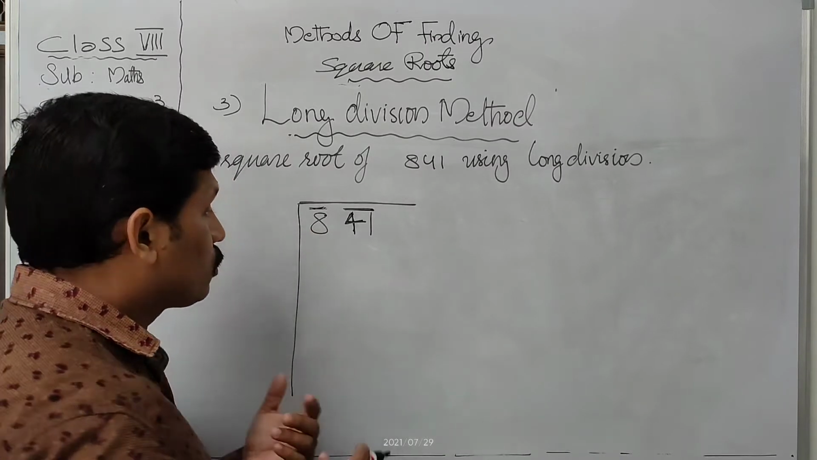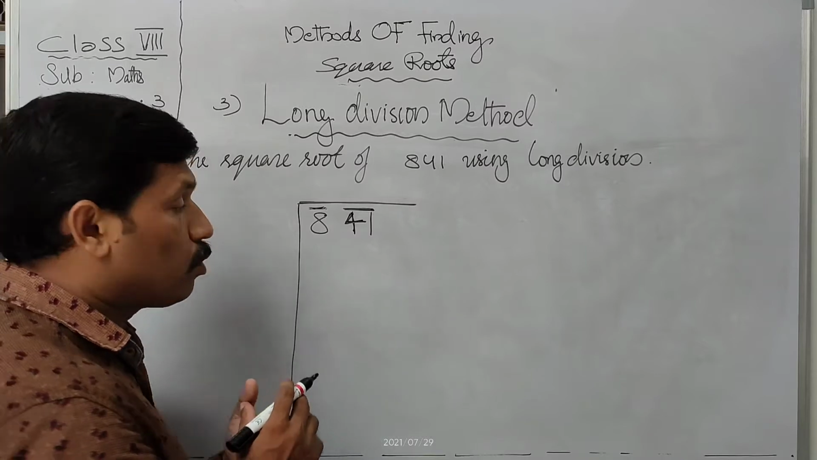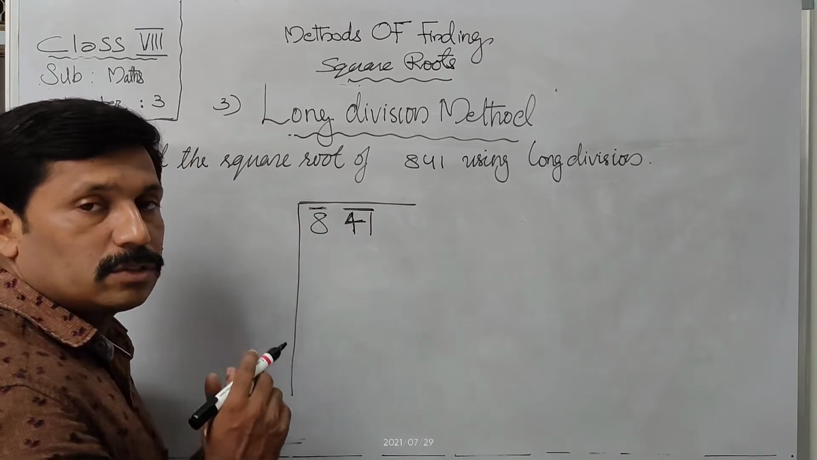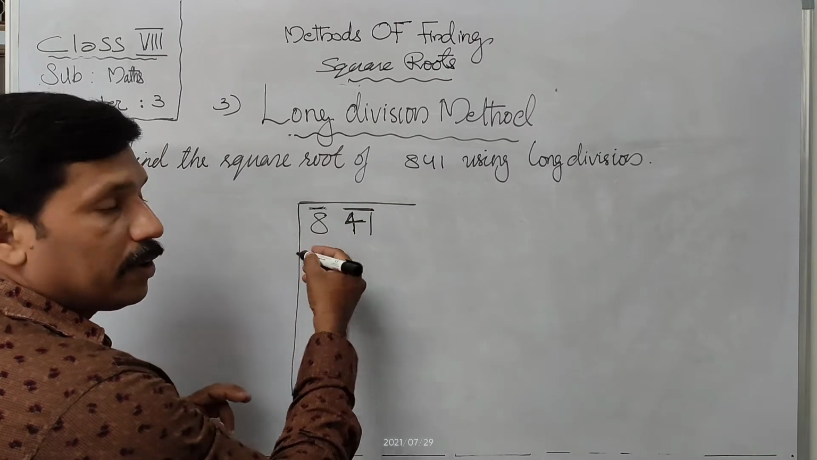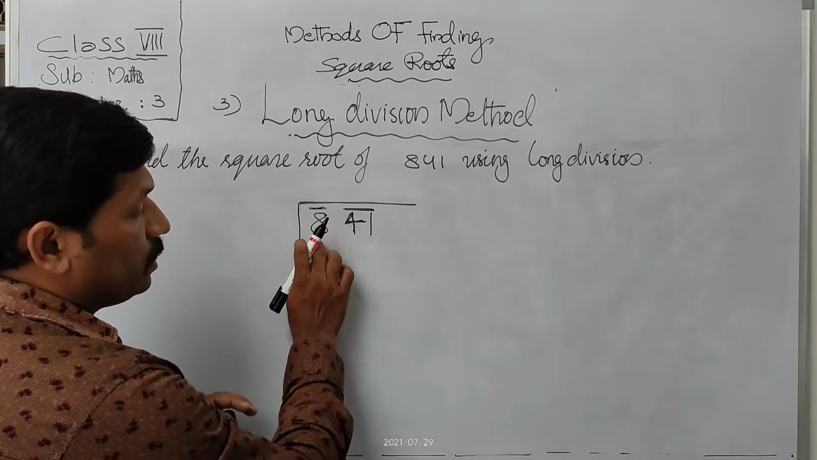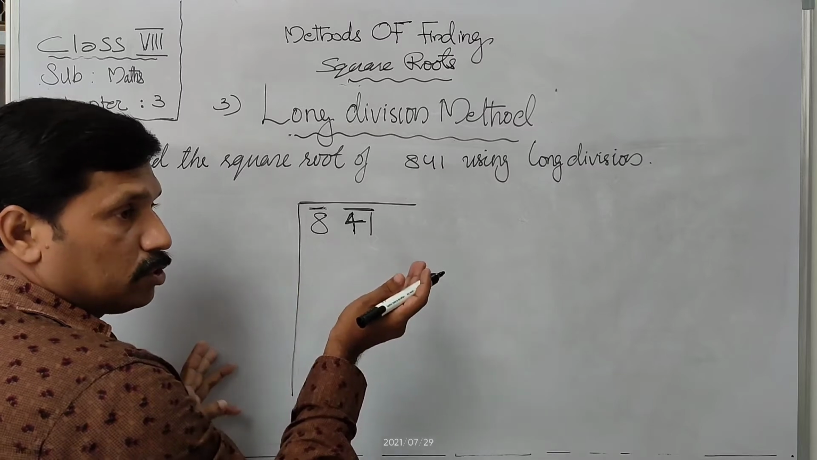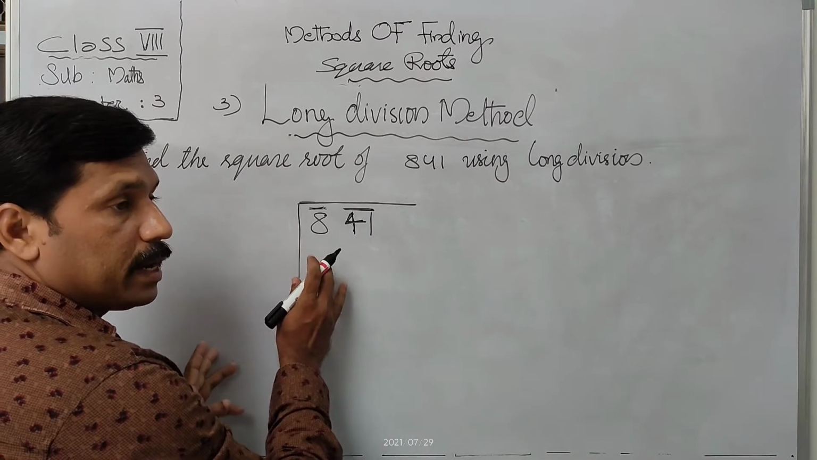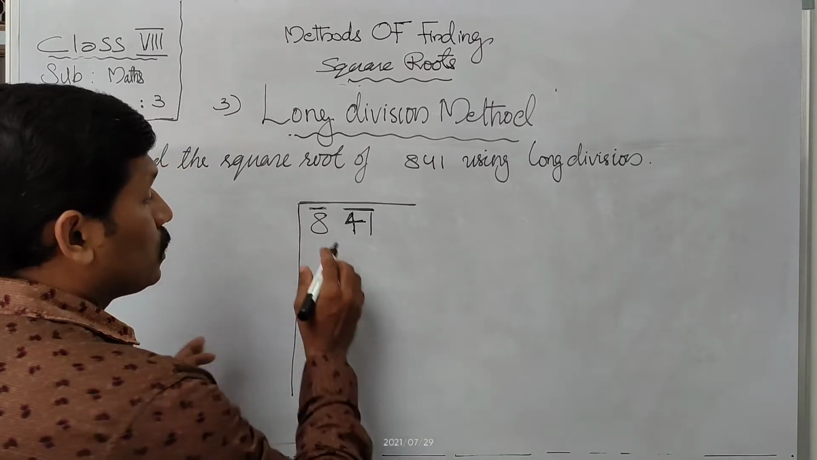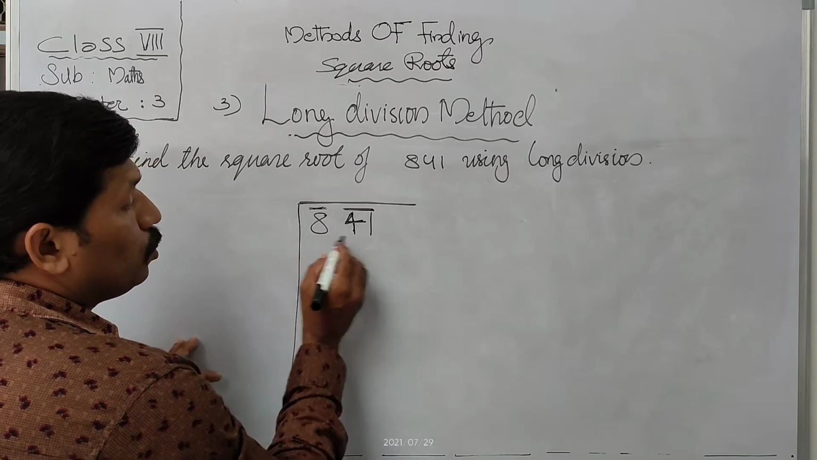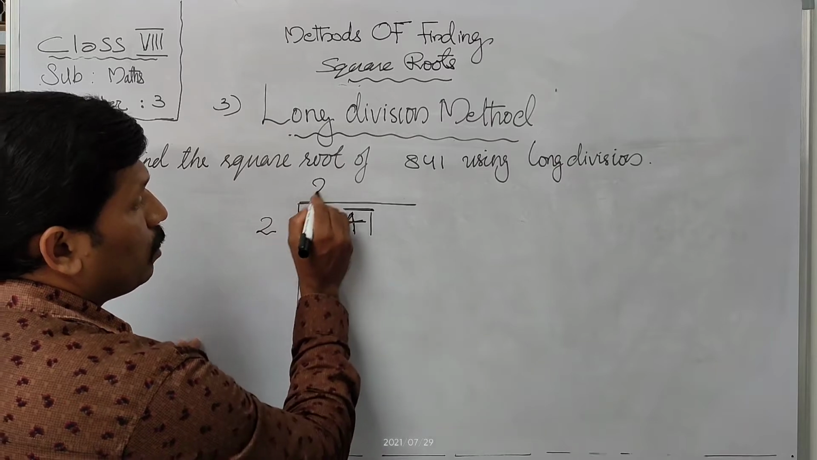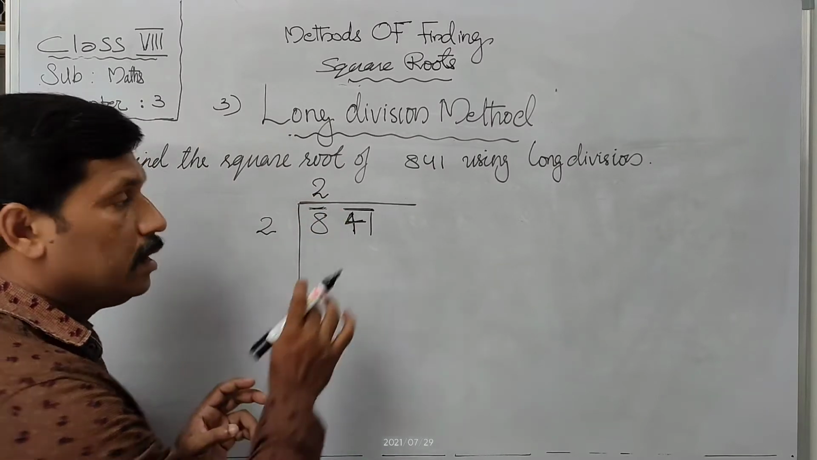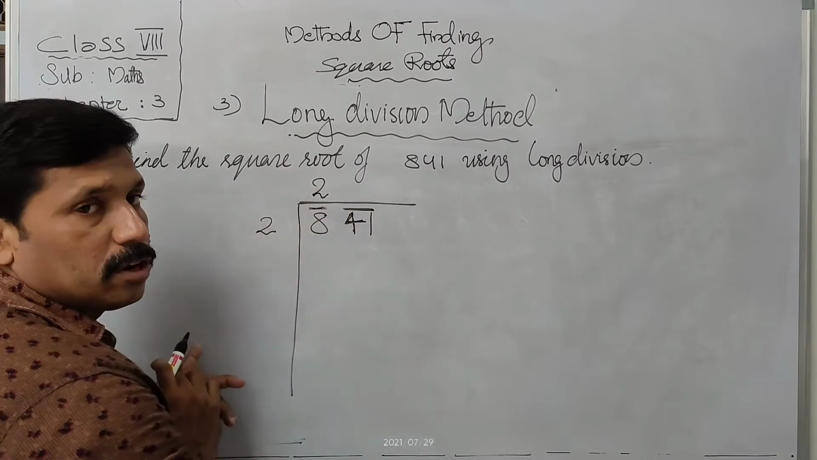Just before 8, the perfect square is 4, that is the square of 2. If we take 3 3s, that is 9, and 9 is more than 8. So just before this 8, the perfect square number is 4, the square of 2. So that 2 we write both in the divisor part and the quotient part.